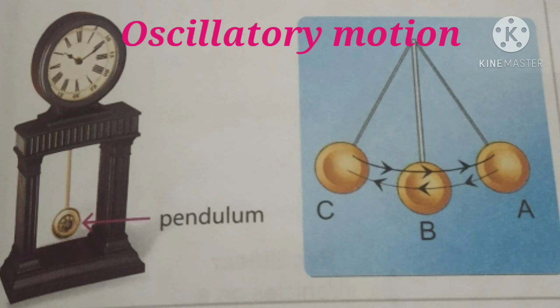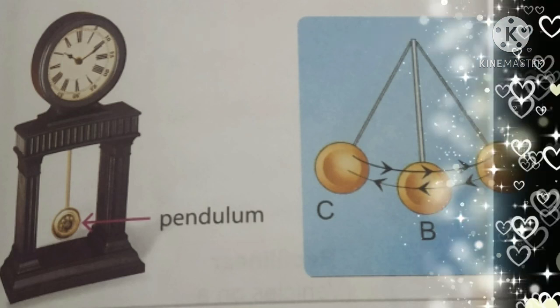In this kind of motion, one end of the pendulum is at rest. The motion of the pendulum is also periodic. It completes one oscillation, that means A to B, B to C, C to B and B to A. That is one oscillation in a fixed time.